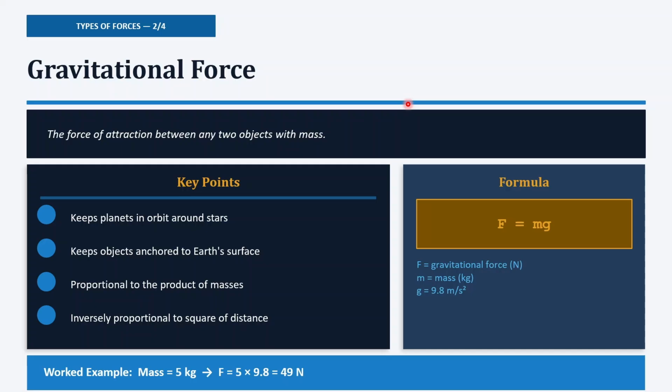So this gravitational force is always proportional to the product of the masses and inversely proportional to the square of the distance. That's a little bit deep, but just know about that. So basically, this is another type of force we need to know about, gravitational force. We'll be using the formula force equal to mass times gravity later in calculations.